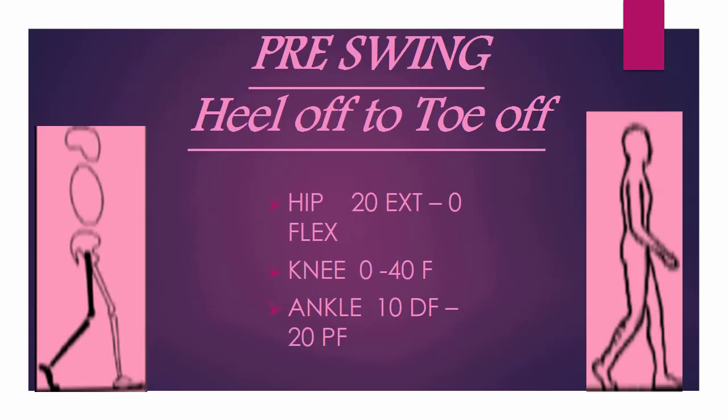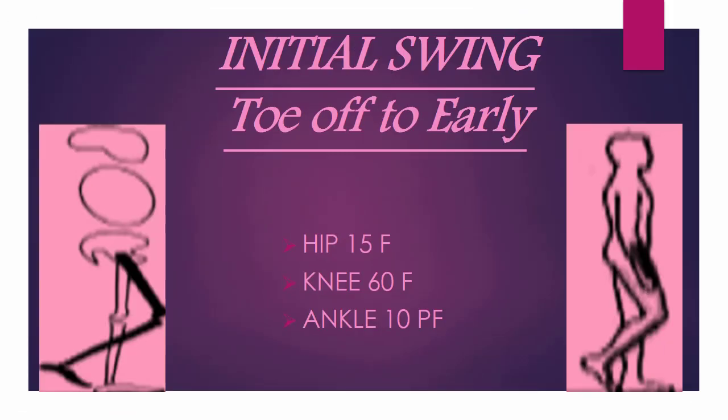Pre-swing, heel off to toe off: 20 degree extension and 0 degree flexion at hip joint, 0 to 40 degree flexion at knee joint, 10 degree dorsiflexion and 20 degree plantar flexion at ankle joint. Initial swing, toe off to early swing: 15 degree flexion at hip joint, knee flexes 60 degree, 10 degree plantar flexion at ankle joint.